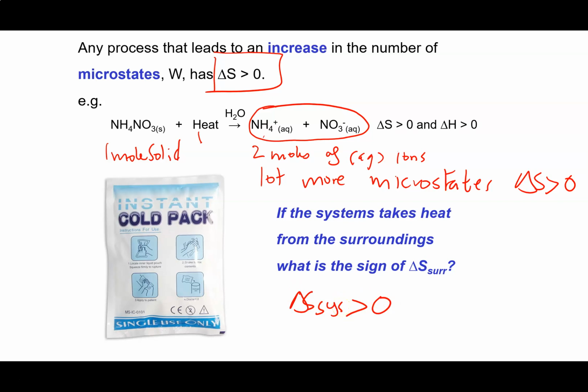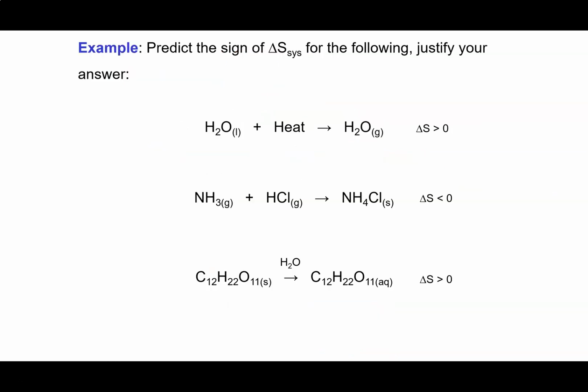Now, if I was examining what was happening to the surroundings in this case, what would I decide about the entropy change of the surroundings? Well, I'm taking heat from the surroundings, so I'm cooling everything down a bit, so stuff won't be able to move around as much. So I would predict that the microstates of the surroundings would decrease, and therefore delta S of surroundings would be a negative number. And that would be my qualitative guess as to what is happening in this system.